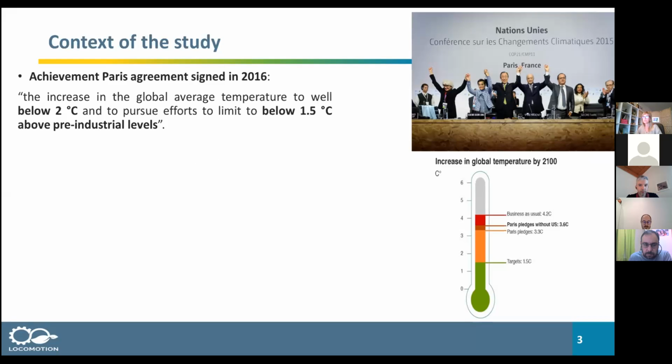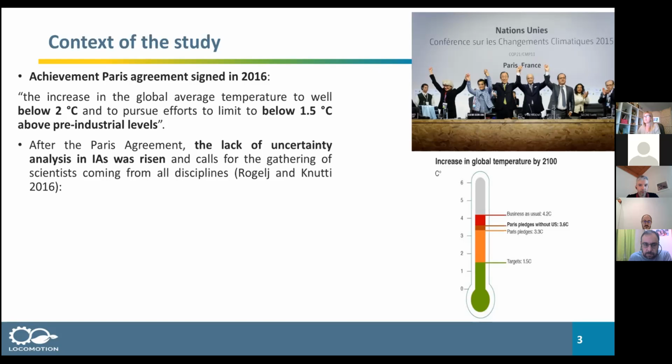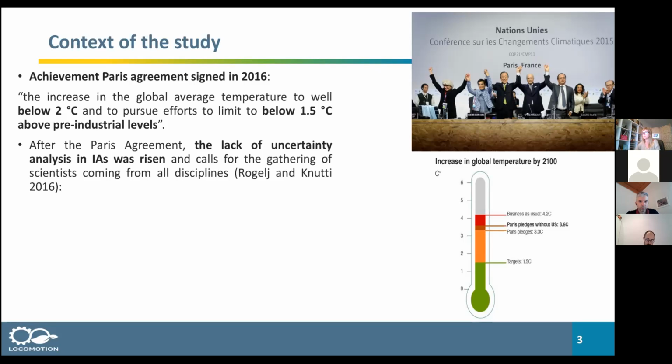The context of the study is that, of course, you all know in 2016 we achieved the Paris Agreement, where it was agreed that the temperature target should be below 2 degrees above pre-industrial levels, and that we should pursue efforts to be below 1.5 degrees. This was a good achievement. However, it was raised that there was a lack of uncertainty analysis in many integrated assessment studies. There was a paper from Wurzel and Knutti in Nature Geoscience describing this lack of uncertainties, and also gathering scientists from all disciplines to discuss how to address it. But beside this, nothing was really done, so with my colleagues we started to look further into this.